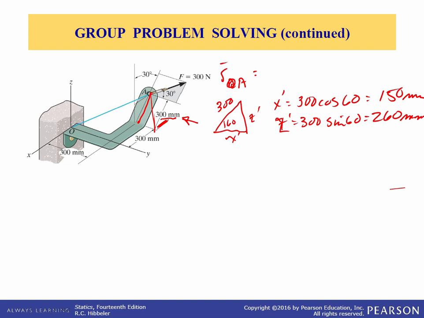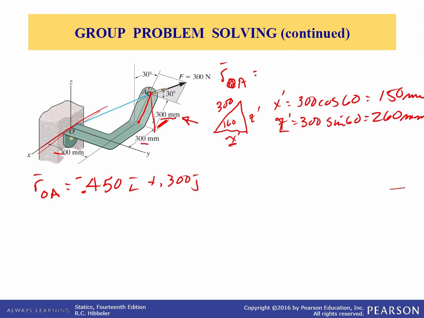So now we can write our vector rOA. How far in the X direction do I need to go to get from O to A? So how far in this direction? I need to go 300 plus this X prime, right? So it's 300 plus 150 or 450. That's in the negative direction, and I'm going to write it in meters instead of millimeters. Now how far in the Y direction do I need to go between O and A? Well, it's just 300, and that's positive, plus 0.3 in the j.